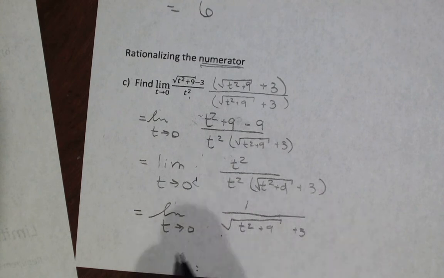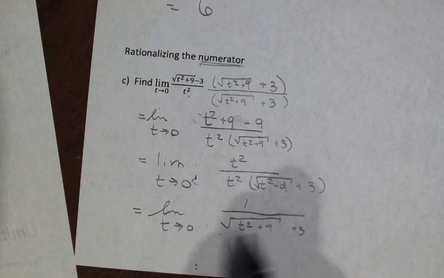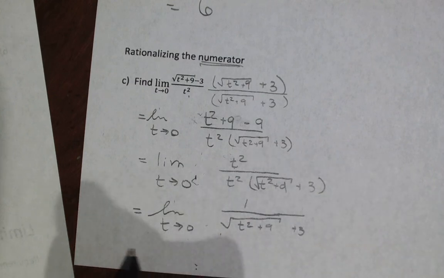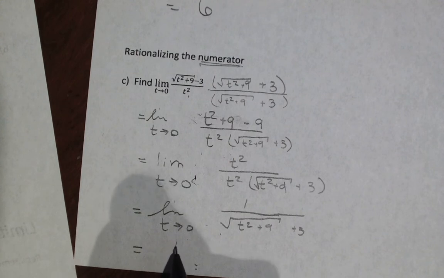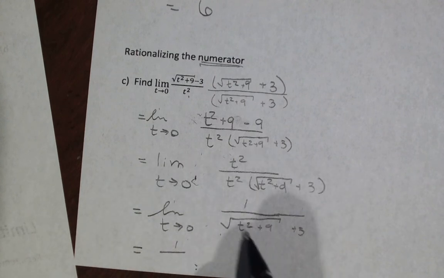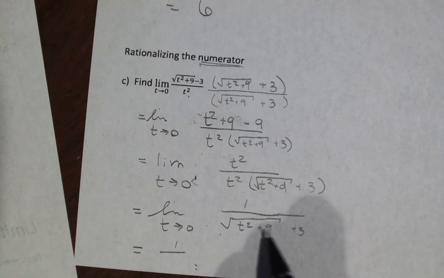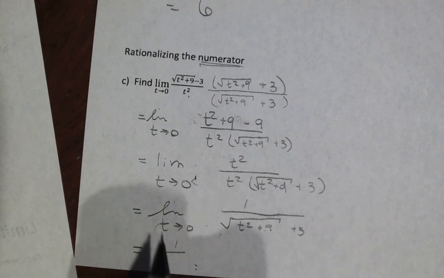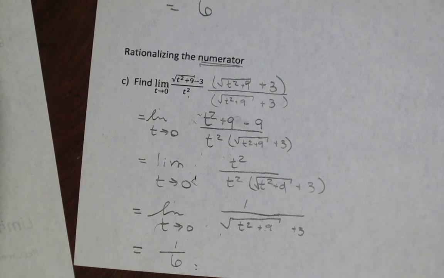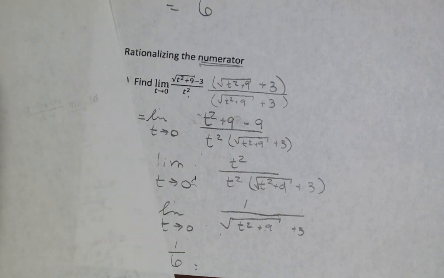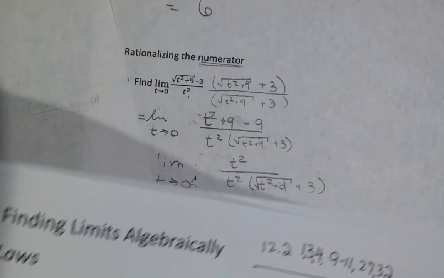And now all of a sudden, in this piece, 0 is in my domain. So I could use direct substitution, and I get 1 over, if I plug 0 in there, square root of 9 is 3, plus 3, 6. All right. So kind of what we're seeing is sometimes you can manipulate the problem a little bit in order to use direct substitution. Okay. So that is our lesson for finding limits algebraically.